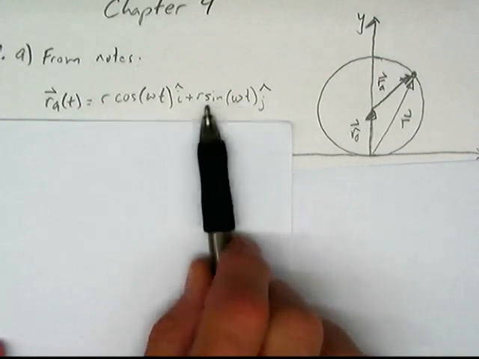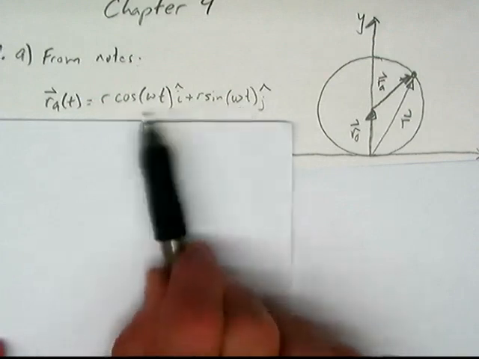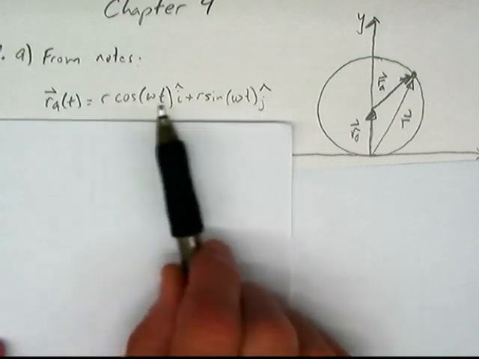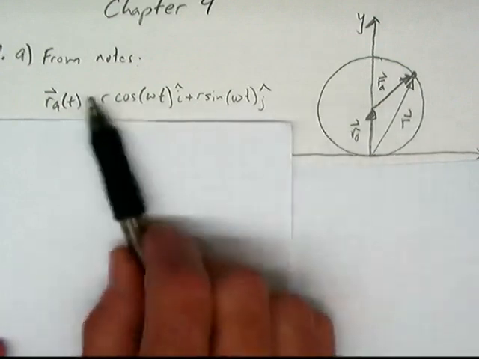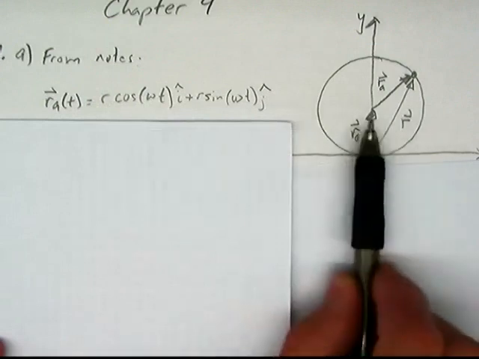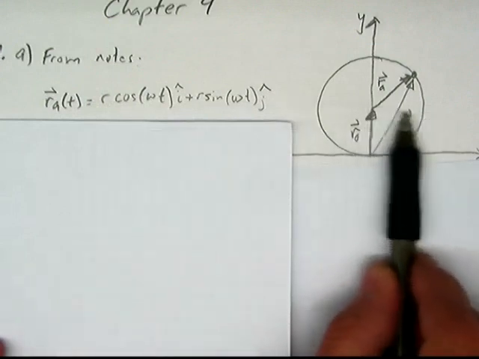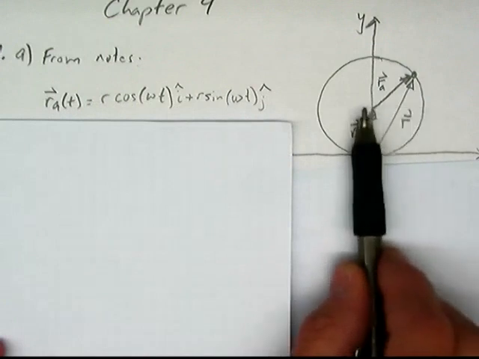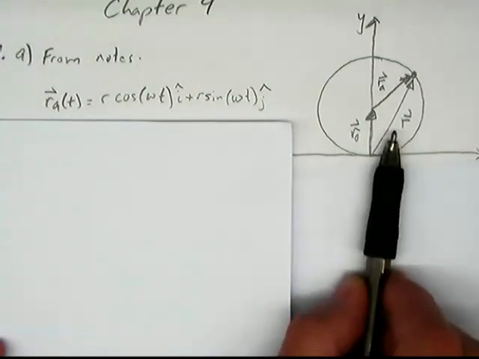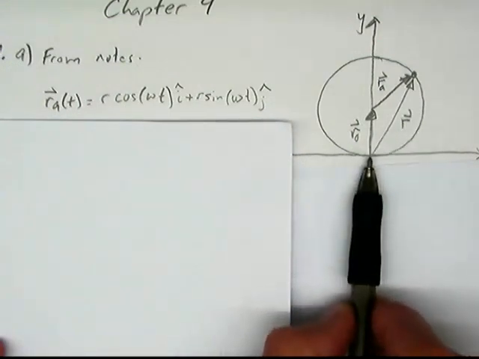If t equals 0, sine of 0 is 0. This term goes away. If t equals 0 here, cosine of 0 is 1, and you get 1 times r times i. So it's r times i. The radius of the circle is the magnitude, and it points in the i direction. So r sub a would point to the right at t equals 0. But that would make r completely wrong, because r has got to be here at t equals 0.